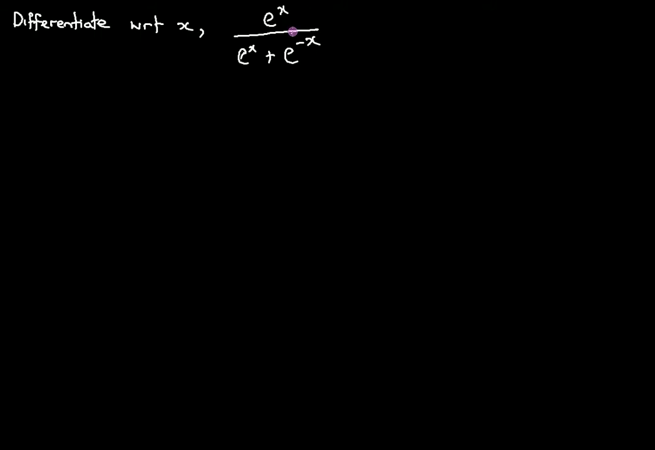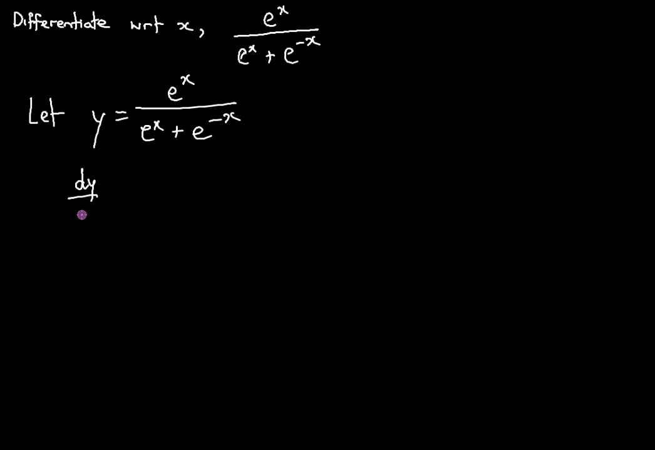This question wants us to differentiate with respect to x, e to the x over e to the x plus e to the minus x. So this is a quotient rule problem. So we start with, as always, let y equal e to the x over e to the x plus e to the negative x. Then we differentiate. Not a lot of simplification.